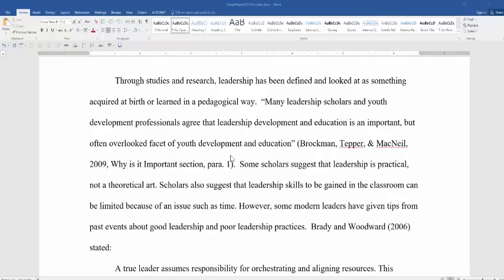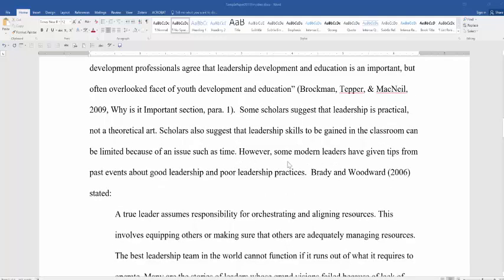So in this case, this direct quote came from this web page written by Brockman, Tepper, and McNeil. The date on the web page was 2009. The section name was "Why is it important?" followed by the word section, and "para." short for paragraph. Then you have the period following the parentheses.